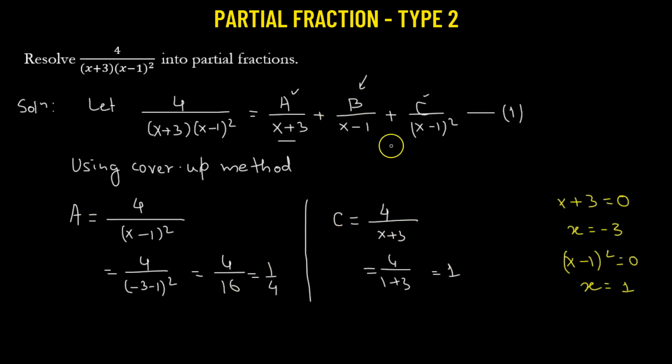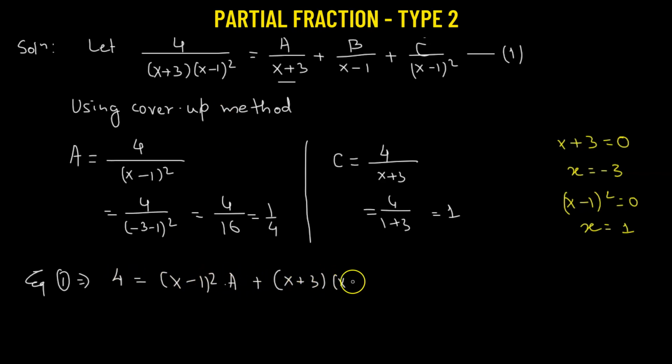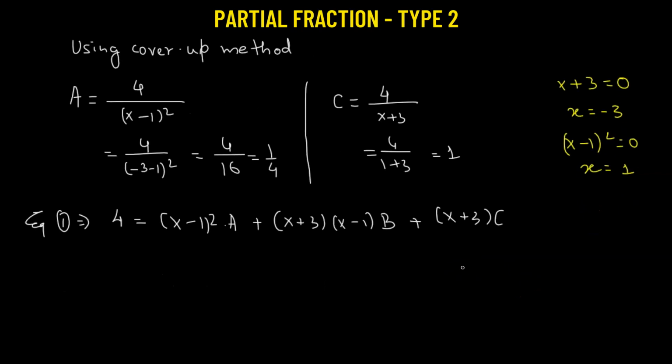Now coming back to equation number 1, let's try to simplify it. We're going to multiply throughout with x plus 3 times x minus 1 whole squared. That's going to give us 4 equals x minus 1 whole squared times a, plus x plus 3 times x minus 1 multiplied to b, plus x plus 3 times c. That's going to be our third term. Now we can immediately observe that this equation is an identity in x.